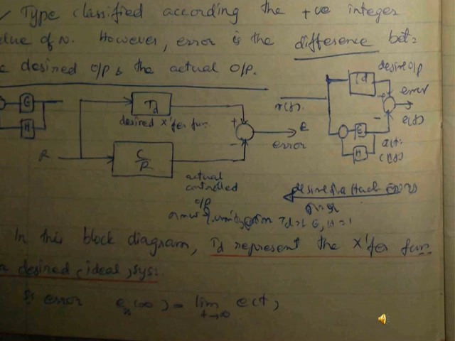So this is how the error will be produced. There will be the desired function and the actual control output. The difference is the output error. So in the block diagram, T_D represents the transfer function of the desired system, and therefore the steady state error is E_ss(infinity) equal to the limit as t approaches infinity of e(t). So this is the equation for the error of the given control system.